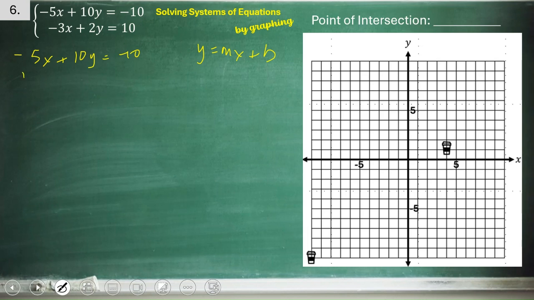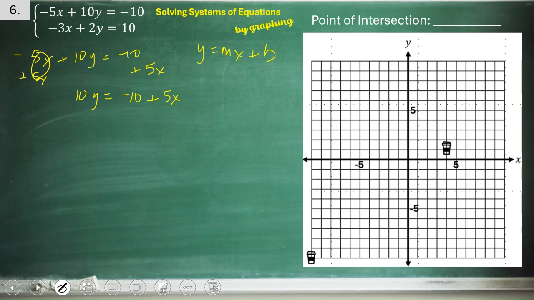So first step is to add 5x to both sides because we're trying to get that 10y by itself as a first step. We end up doing that because negative 5x plus 5x is 0. So we're left with 10y. Negative 10 plus 5x stay separate terms because they are unlike and cannot be combined.